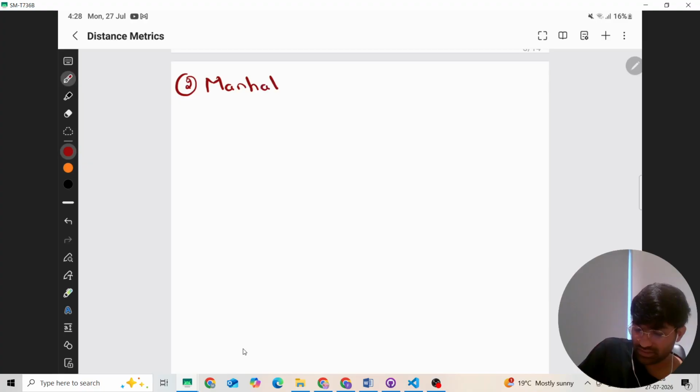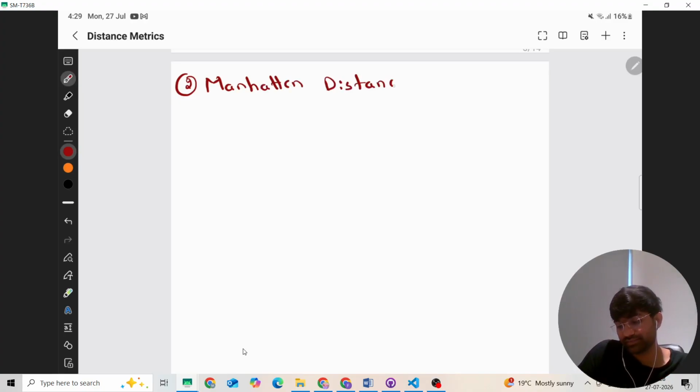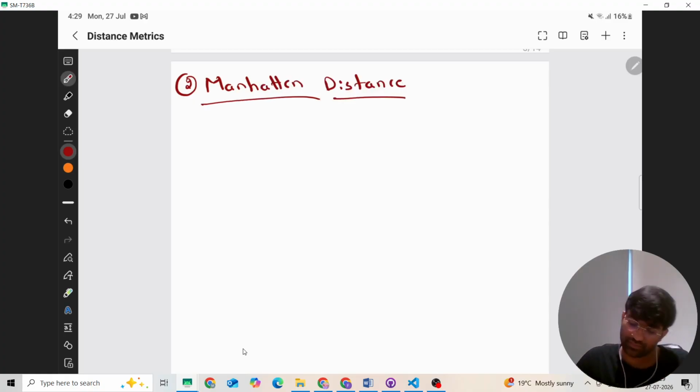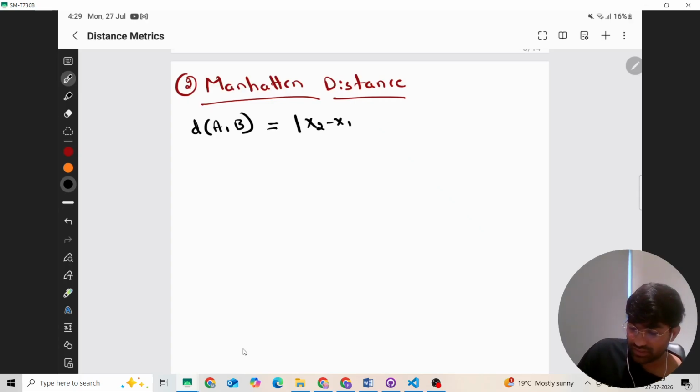Next distance matrix in clustering is Manhattan distance. The formula for Manhattan distance is distance between A and B is equal to the absolute value of x2 minus x1 plus the absolute value of y2 minus y1.